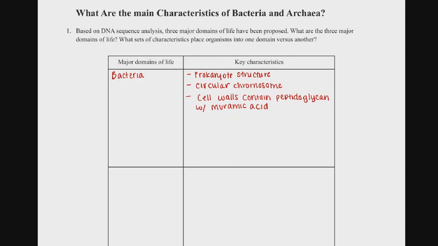All bacterial cells use the same type of RNA polymerase. And bacteria use formylmethionine as their initiator amino acid that starts protein synthesis.